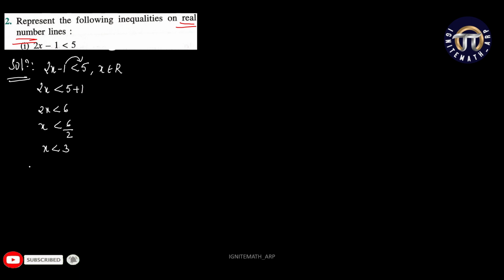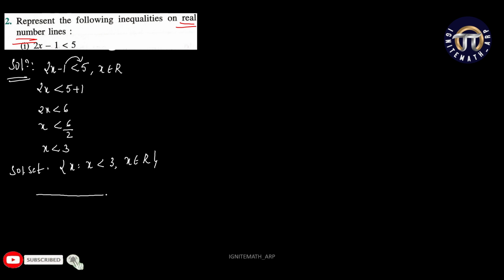So now how should I write the solution set, children? The solution set should be written in the rule form, because real numbers is the replacement set. So I can write solution set is equal to x such that x is smaller than 3, x belongs to the set of real numbers. This is sufficient, children. This is more than sufficient. Now my task is to represent this one on the number line.